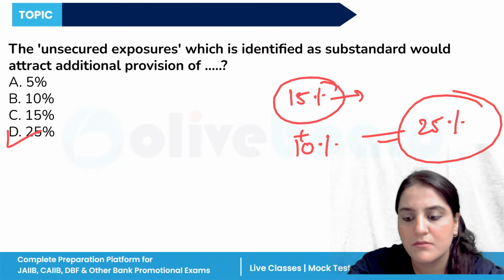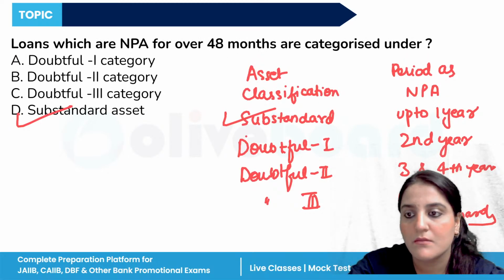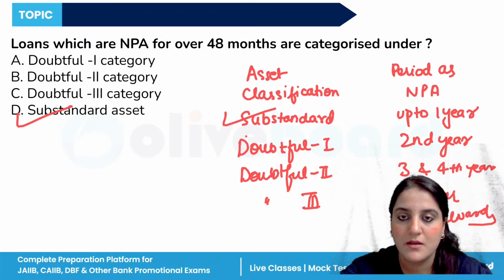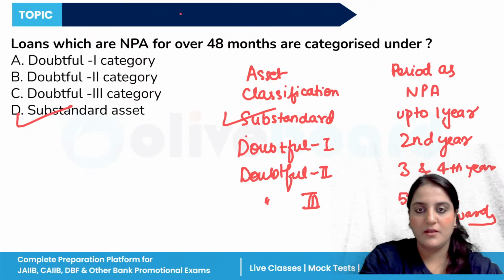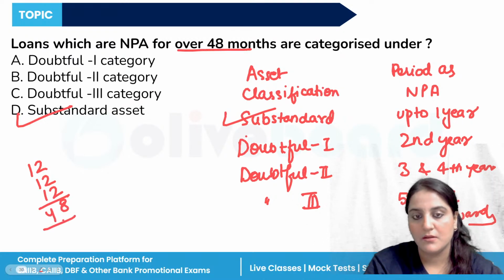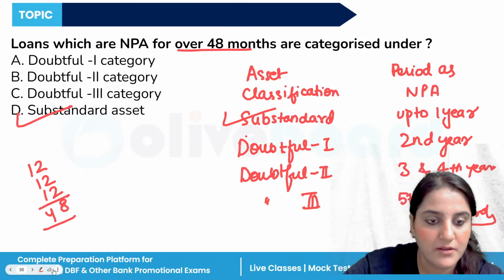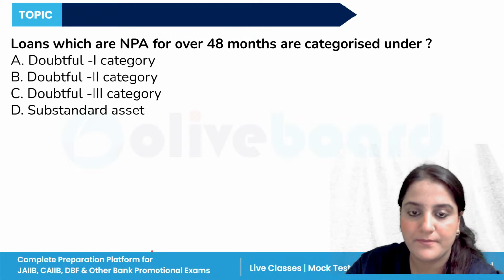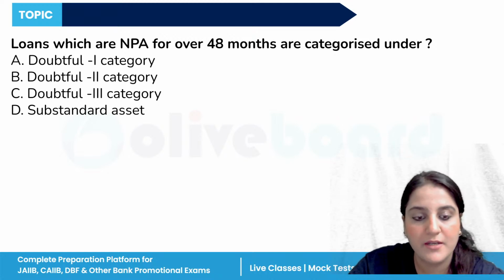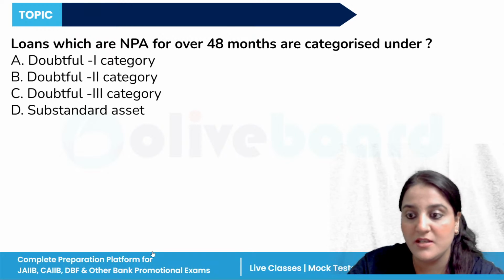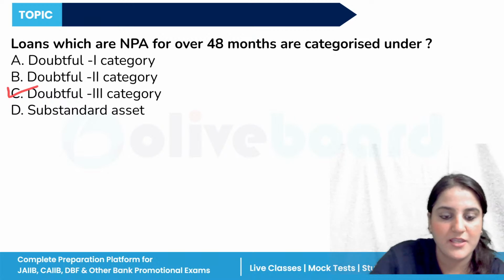Which one? Oh, for over 48 months. That means, sorry for this, over 48 months. Yes, you are right. Sorry for this. I explained the categories and I forgot this. Over 48 months, that is not correct. Yes, this is D3. Correct. Very good. Thank you.